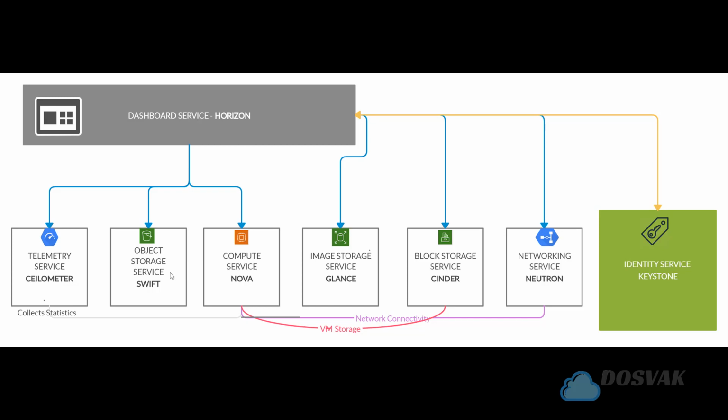Object storage service is for object storage, which can be called cloud storage also. It is known as Swift, and even Glance can be configured to use object storage service Swift, and Swift can in turn be configured to use Cinder as its underlying storage.